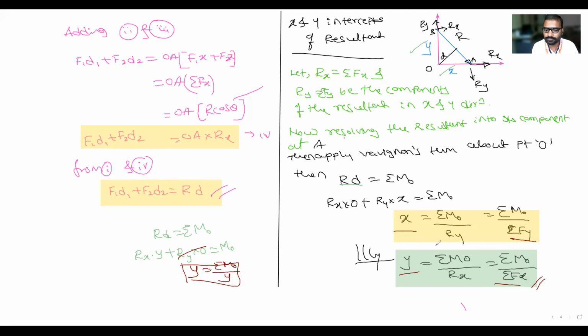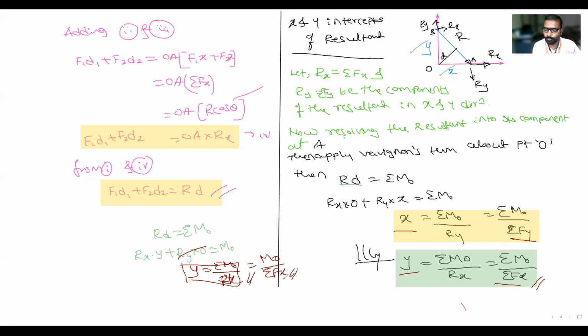Clear, everyone? Should y be written here? Y is equal to Mo divided by Rx. Yes, correct. This is y is equal to sigma Mo divided by the summation of Fx, so write sigma Fx.